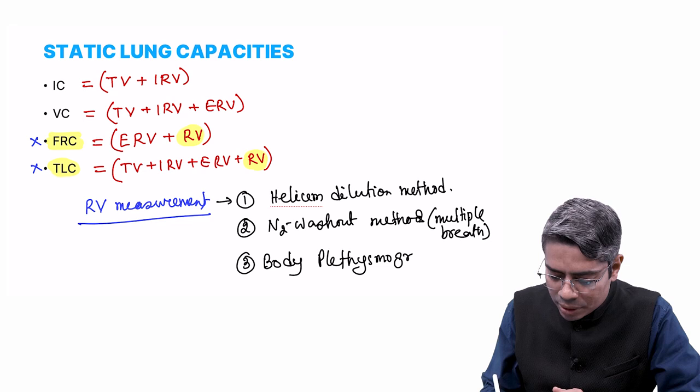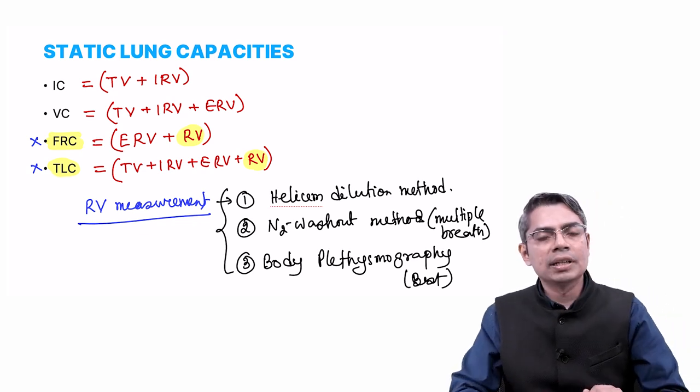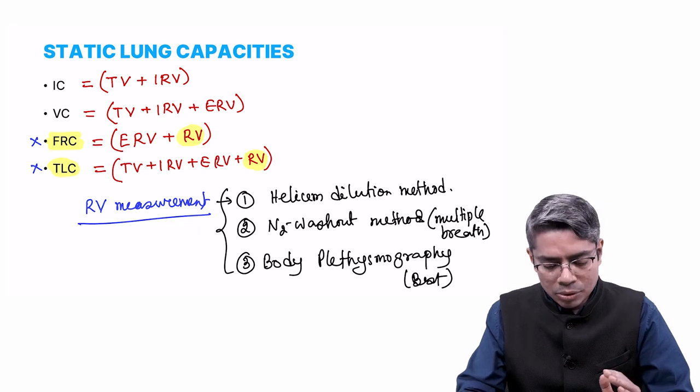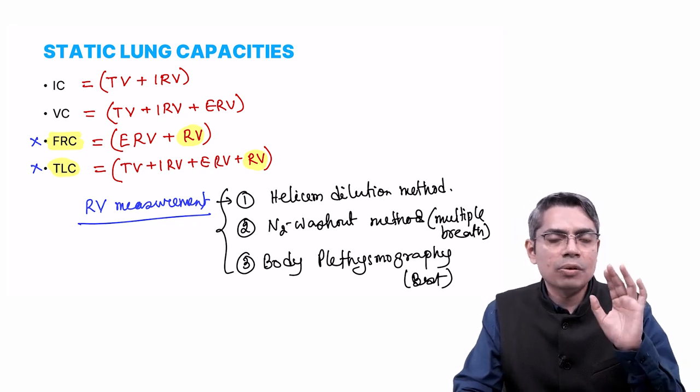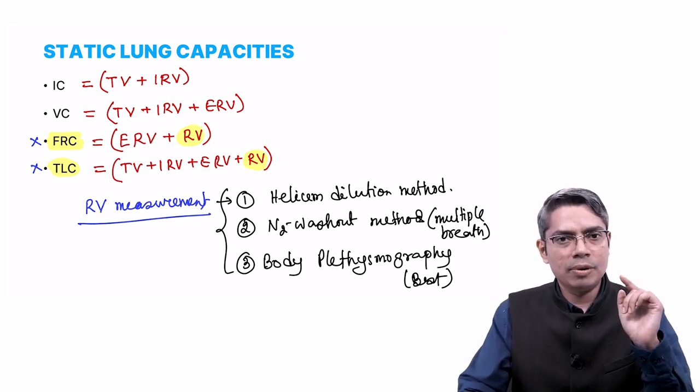Body plethysmography. So, body plethysmography is the best method among all these 3 which is used to calculate the residual volume, right. All these 3 method names you have to remember, and you also have to remember that body plethysmography is the best for measurement of the residual volume, okay.